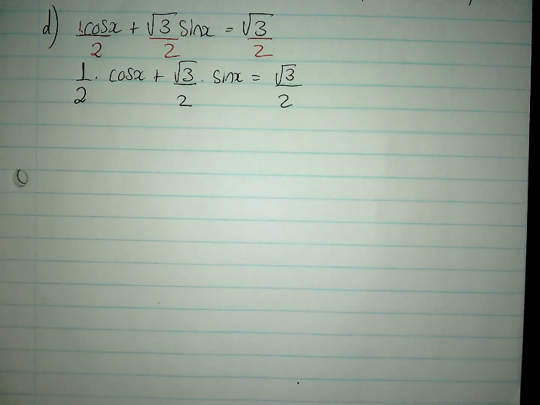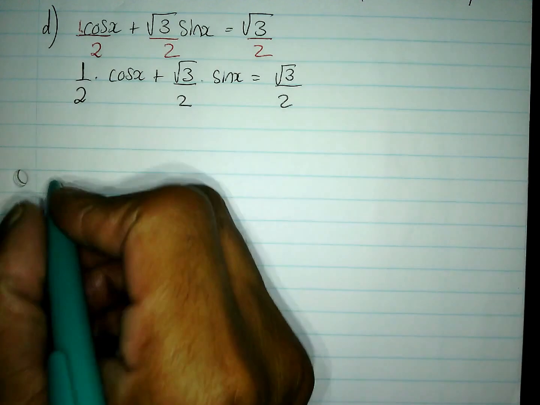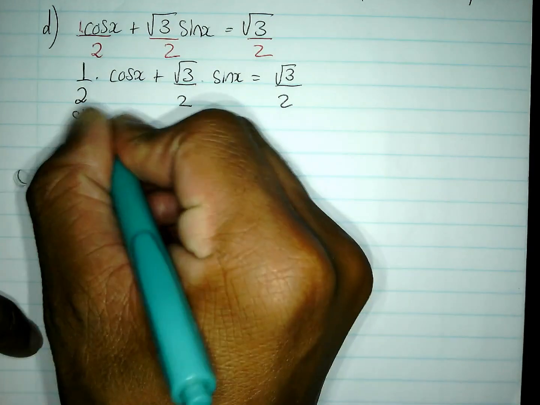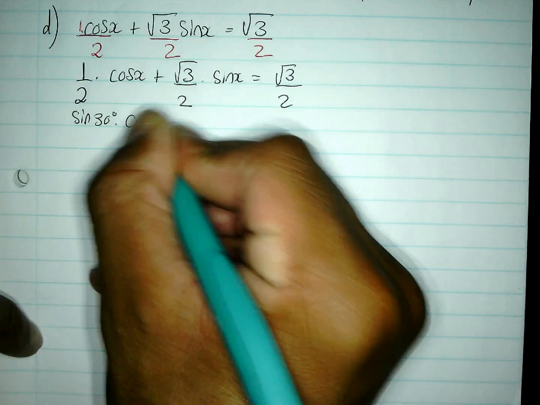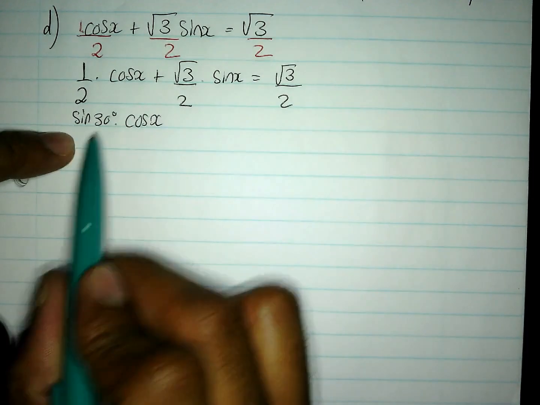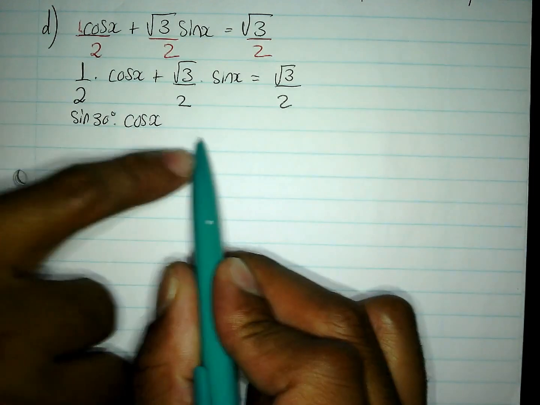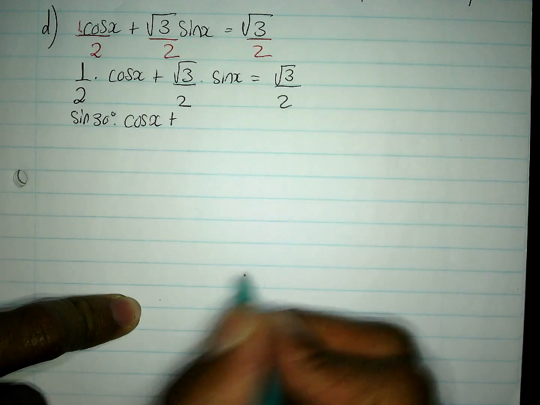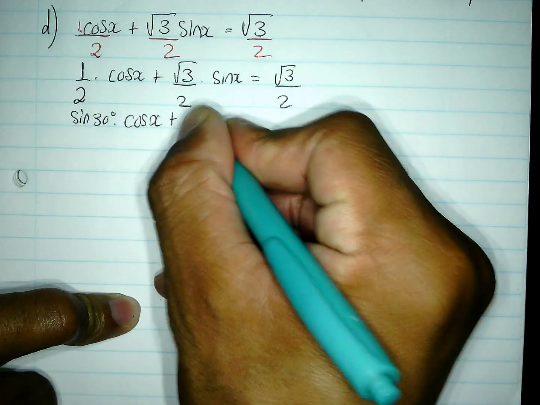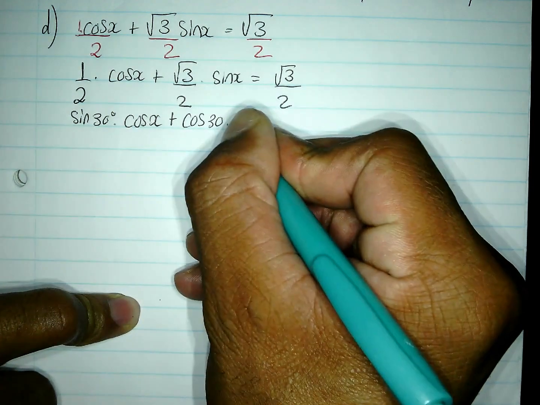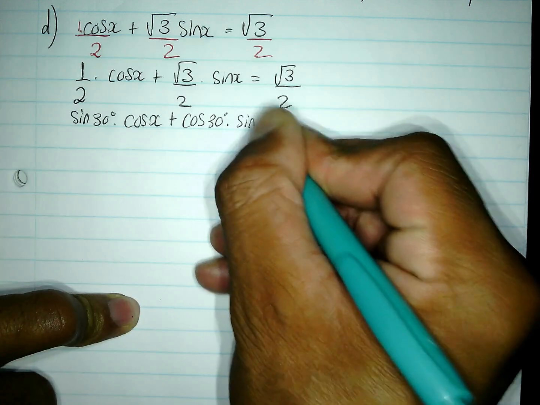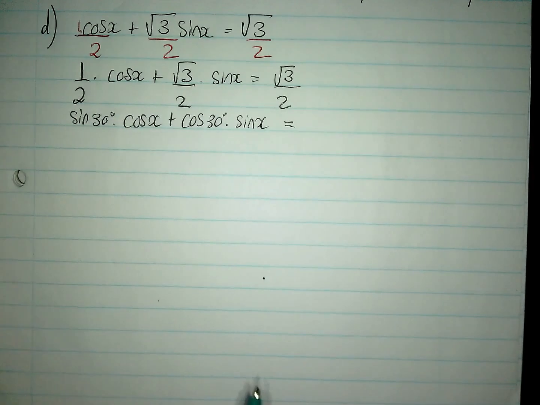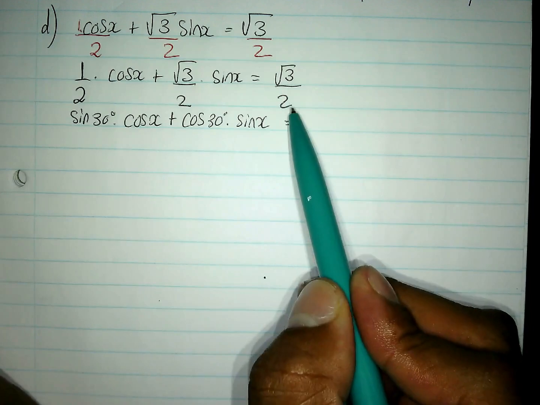So now we're going to start with the first one, half. Half can be cos 60 or it can be sine 30, right? So I'm just going to choose sine 30 degrees cos x. We know that if it's sine and cos, then it's going to be sine, cos and sine, meaning that it's going to be cos 30 degrees and sine x is equal to, right? Now we have square root 3 over 2, right?